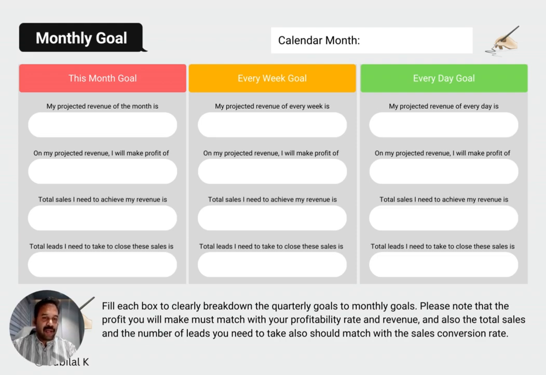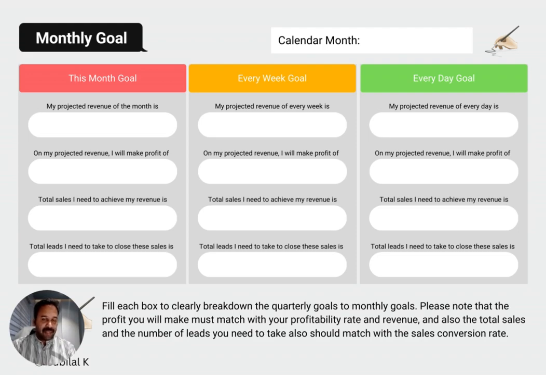The first one is you write the figures for your month, for the entire month of January. And after that, you write it for your weekly goal. So the monthly goal divided by 4 is your weekly goal. So write it down, and then everyday goal. So I will say you divide your weekly goal by 6. Consider 1 day as holiday. So that is going to be the figures you will have to target to achieve.